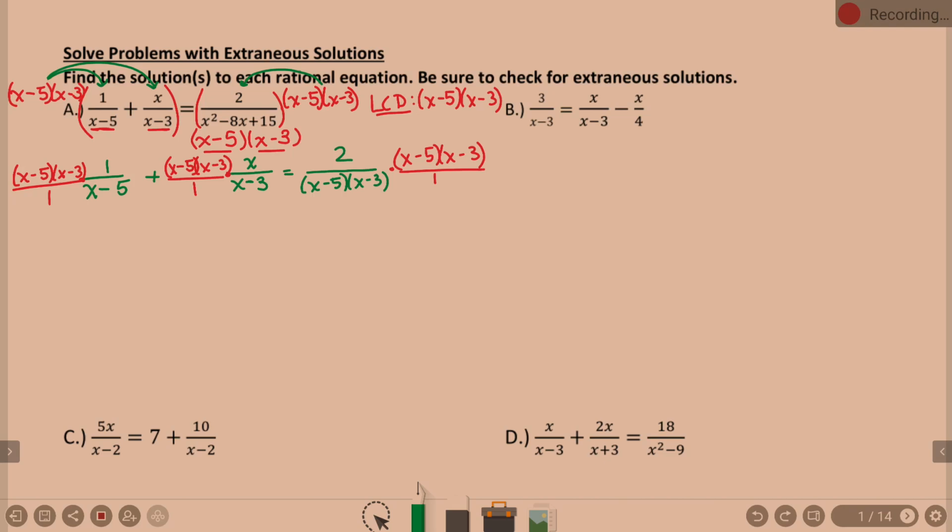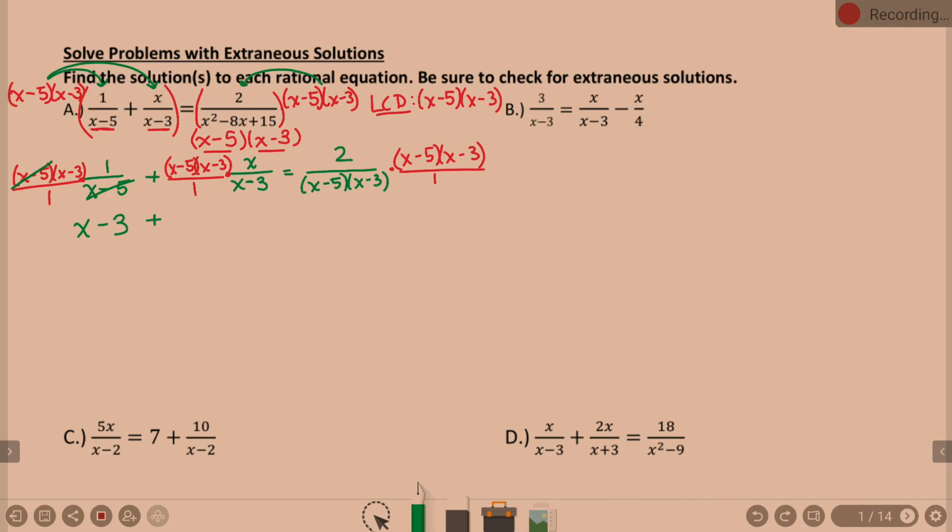So this first time, x minus 5, x minus 3 times 1 over x minus 5, what cancels? The 1s, which I don't worry about, and then the x minus 5s cancel, right? One x minus 5 on top cancels with one x minus 5 on bottom. What remains? Yeah, x minus 3 times 1, which is just x minus 3.